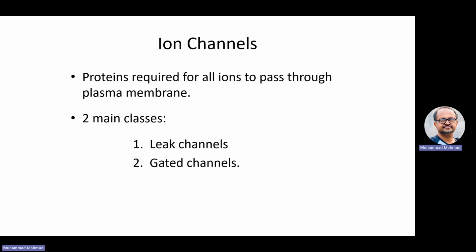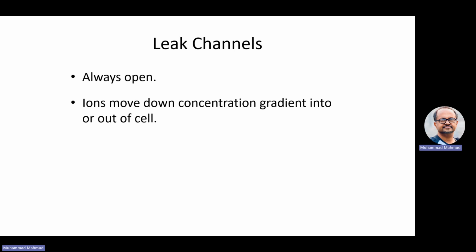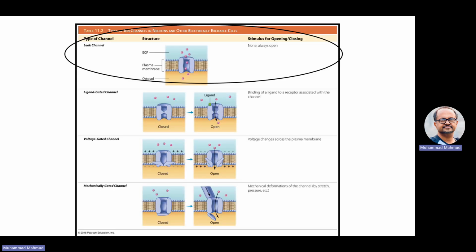In nerves, proteins are required for all ions to pass through the plasma membrane. There are two main classes, leak channels and gated channels. Leak channels, as the word suggests, are always open. Ions move down the concentration gradient into or out of the cell. You see in this first part of the picture on the top, the ions are moving freely in and out due to the concentration gradient, from higher to lower concentration.